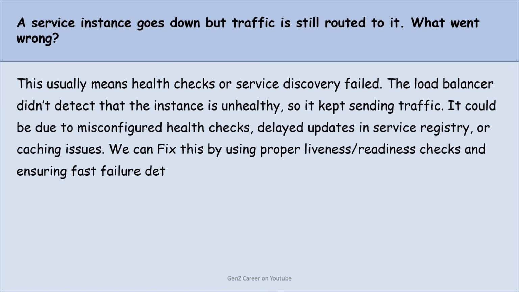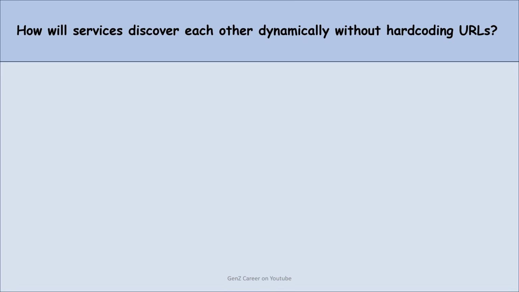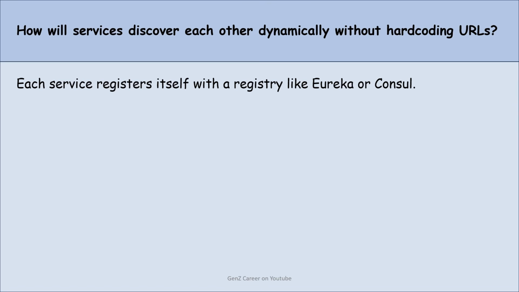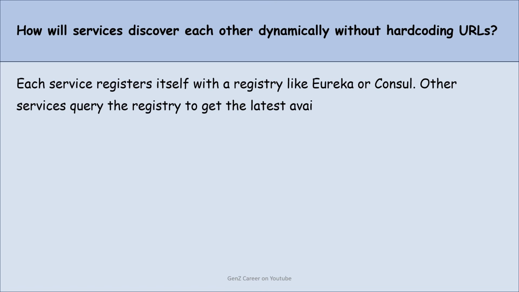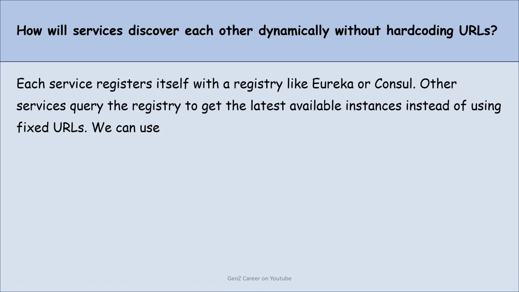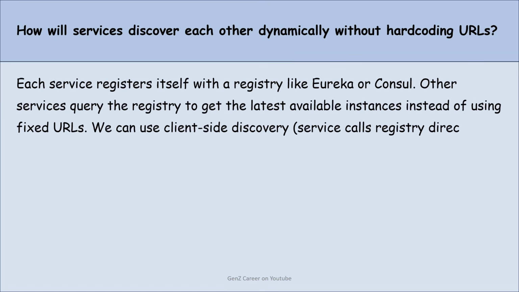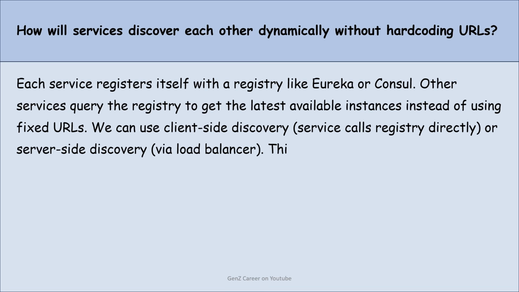Next question is, how will services discover each other dynamically without hard-coding URLs? So basically, each service registers itself with a registry like Eureka or Consul. Other services query the registry to get the latest available instances instead of using fixed URLs. Are you getting my point? We can use client-side discovery, where the service calls the registry directly, or server-side discovery, like via a load balancer. This makes the system flexible and handles scaling automatically.